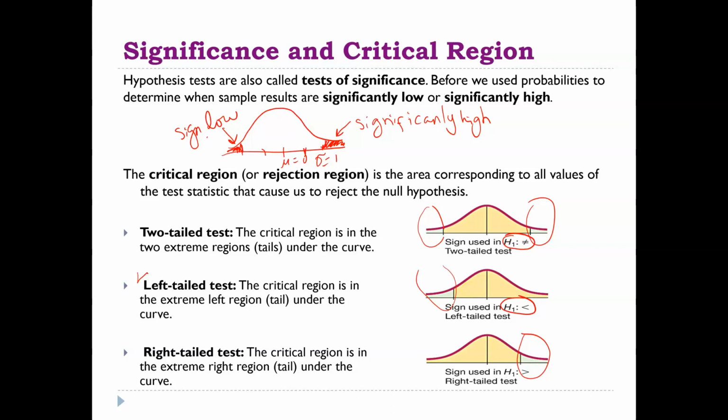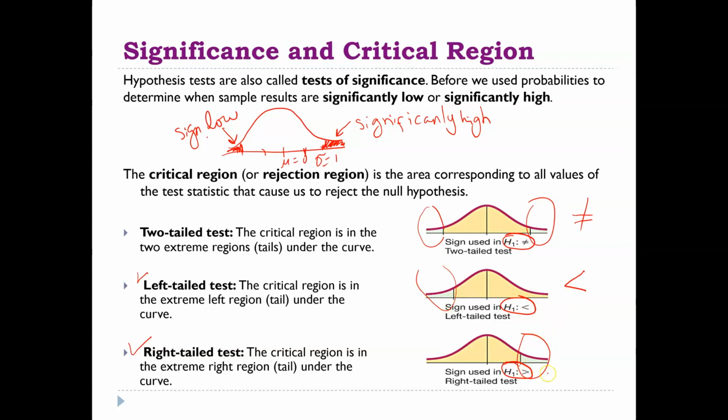If the alternative hypothesis has the greater than sign, then the test is right-tailed, and the critical region is located in the right tail under the curve. In other words, the direction of the sign of the alternative hypothesis will show us the direction of where the critical region is located. If it's not equal, then it's going to be a two-tailed test.